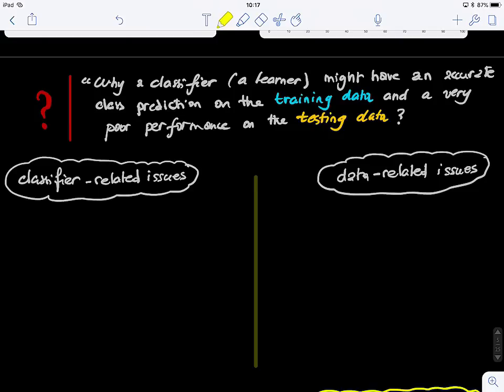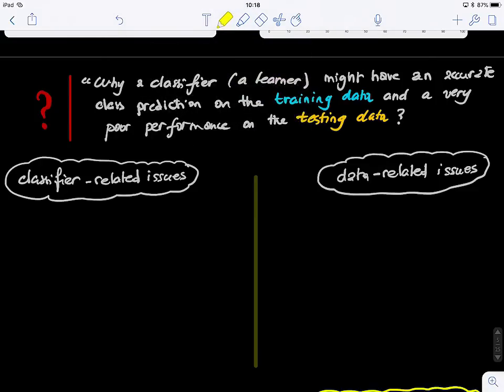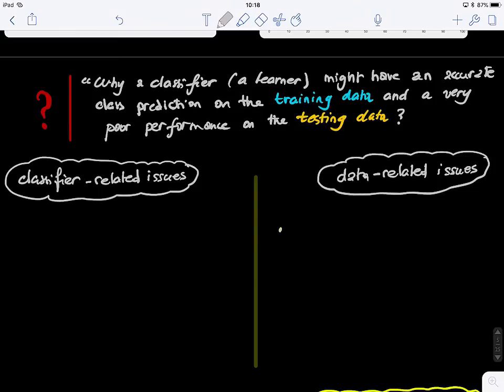Okay, so guys, any ideas? So let's start with data-related issues. Why a classifier might work well on the training data and fail on the testing data. Domain shift, maybe? Yes, domain shift, absolutely. There might be a dominating class which might unfairly bias the learner. Very good. Imbalanced class.